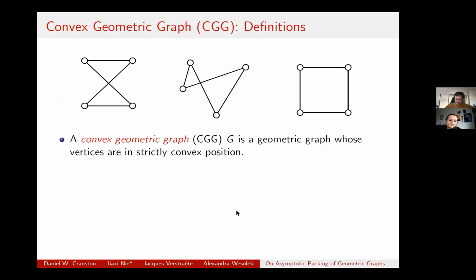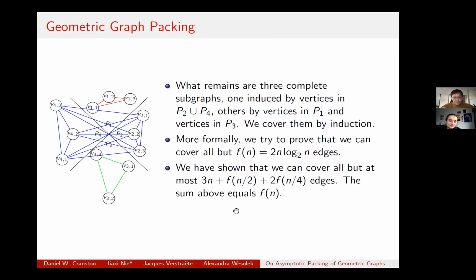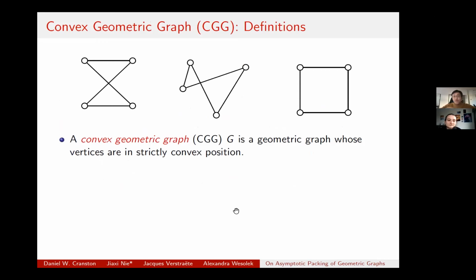This is the second part of theorem 1. Now let me show you the proof of the first part of theorem 1, which is the not packable part. To prove that, we will need to introduce the notion of a convex geometric graph. A convex geometric graph is a geometric graph whose vertices are in strictly convex position.